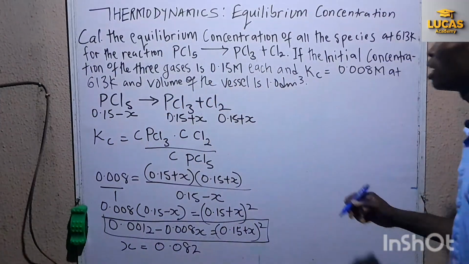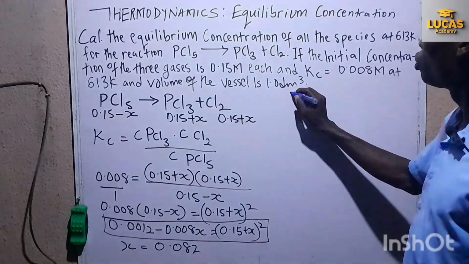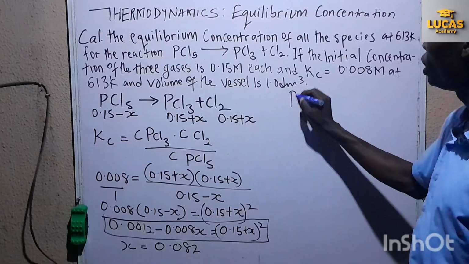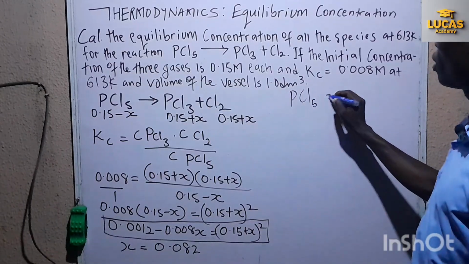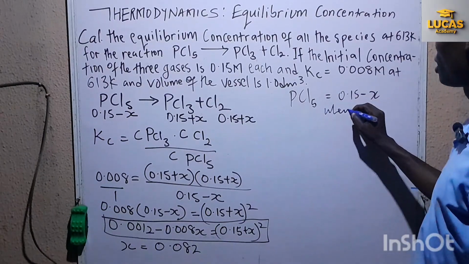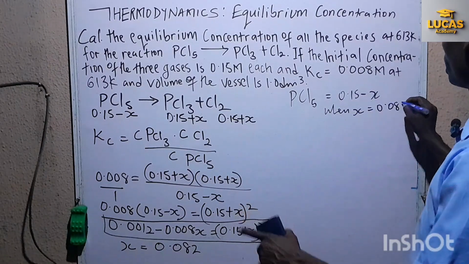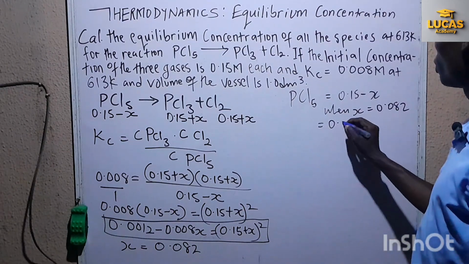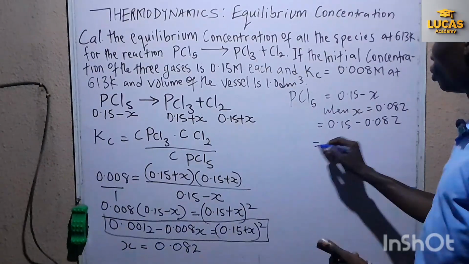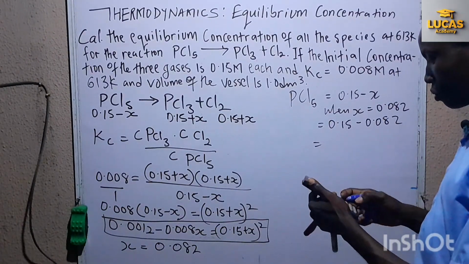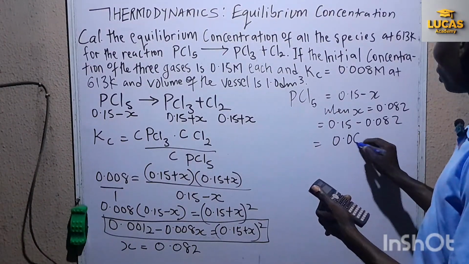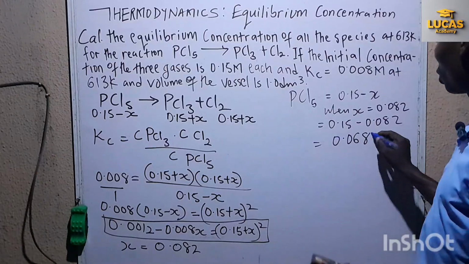So what are you going to do next? You bring each and every one of them to this place. So for all the species that you have there, among the species include PCl5, which is equal to 0.15 minus x. So when x equals 0.082, what are you going to have? That will be 0.15 minus 0.082. So what would that give you? This will give you 0.068, okay, as the concentration there.